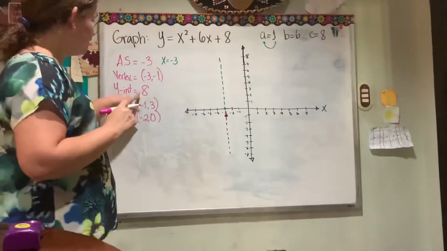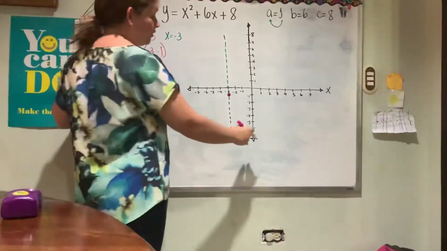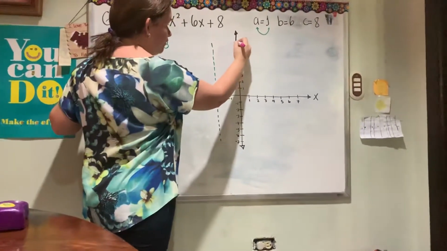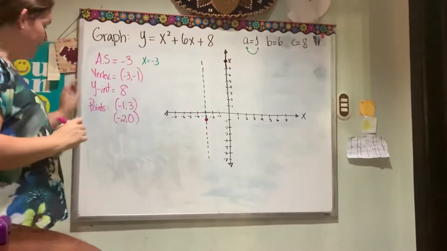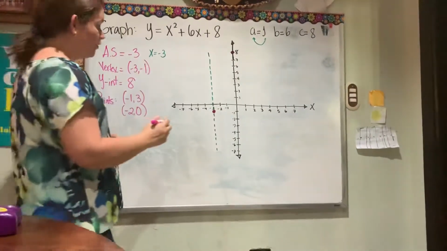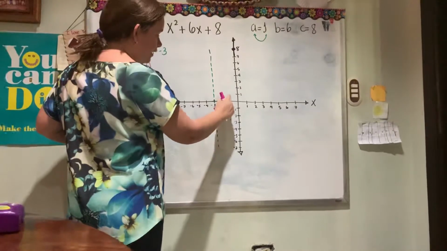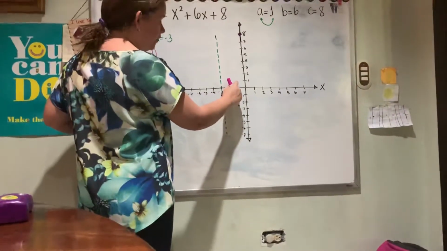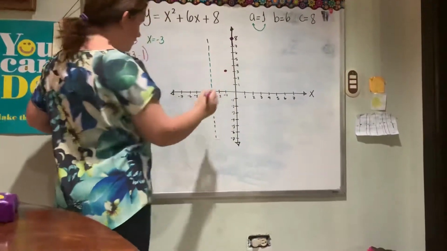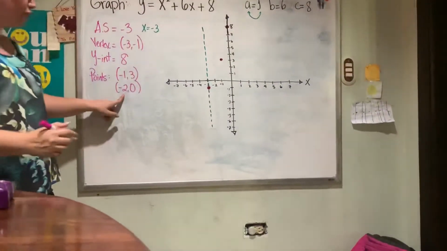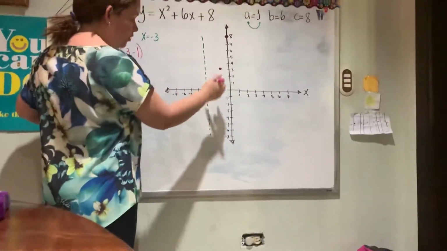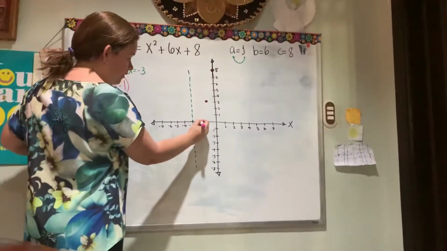Our y-intercept is equal to 8. That means we're going to go in the y-axis and place a point over here on the 8. And then we are going to plot these 2 points. Okay, we're going to plot -1, 3, so 1, 2, 3, and it goes in here. And then we are going to plot -2, 0. That means I'm going to go 1, 2, and I don't go up because y is equal to 0.